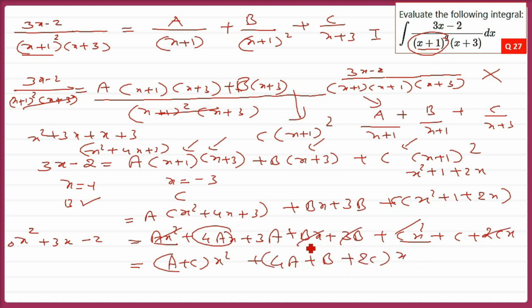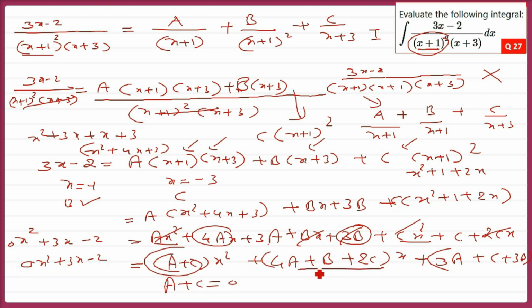This is the x term, and then the constant. So we have 3a plus c. There is a slight change, 3b will also come. Now 0x square plus 3x minus 2. Now let's equate. So a plus c will be equal to 0. 4a plus b plus 2c will be equal to, on the left you see, 3. And 3a plus c plus 3b will be equal to negative 2.